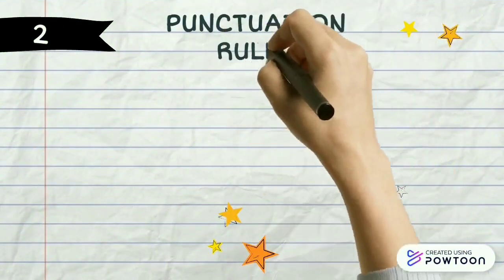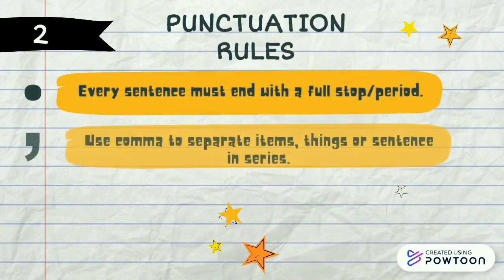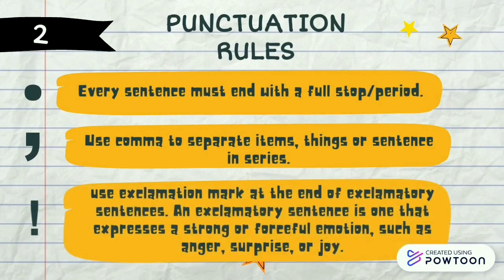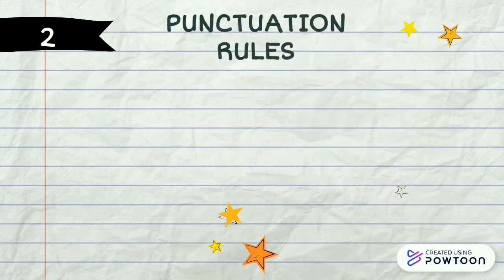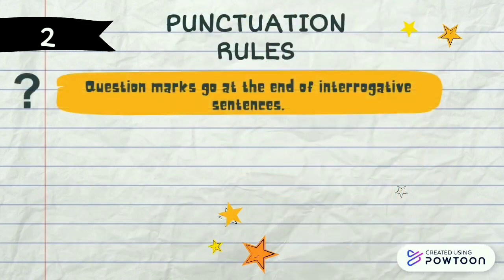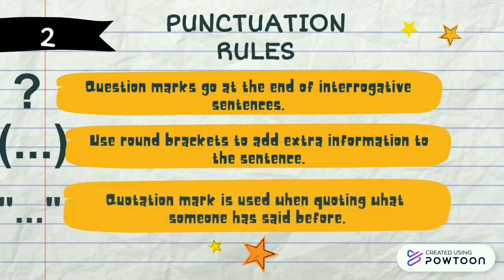Now let's come to punctuation rules. Every sentence must end with a full stop or period. Use a comma to separate items, things, or sentences in a series. Use an exclamation mark at the end of exclamatory sentences. Question marks go at the end of interrogative sentences. Use round brackets to add extra information to the sentence. Quotation marks are used when quoting what someone has said before.